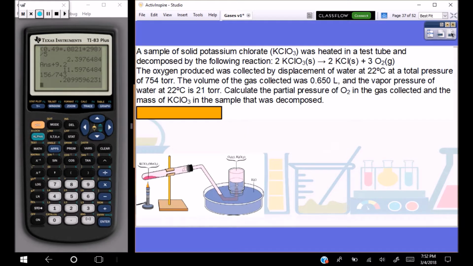All right, here is a good gas stoich question, but it also gets into partial pressure, which is really good. It's a good lab question because there's a couple things we have to consider. We have to consider the pressure of our oxygen, and we also have to consider the vapor pressure. So if you're not familiar with the idea of vapor pressure, we'll cover it in a couple of units from now when we're talking about solutions.